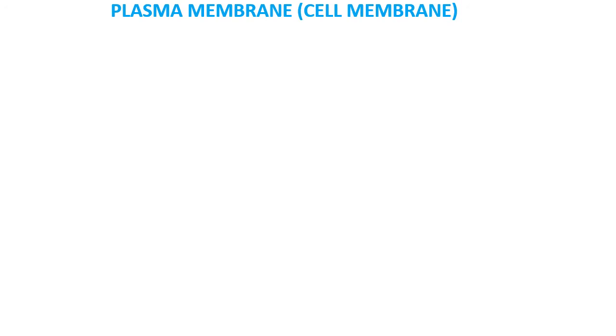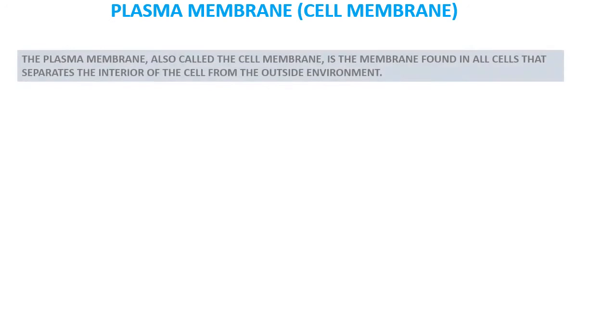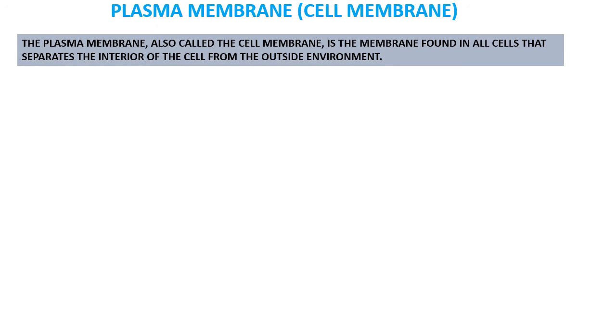Today's lecture is about the plasma membrane. We call it the cell membrane and sometimes plasmalemma. These are similar terms, so don't be confused about it. The plasma membrane, also called the cell membrane, is a membrane found in all cells that separates the interior of the cell from the outside environment. That is, it separates the cell's interior environment from the outer environment.